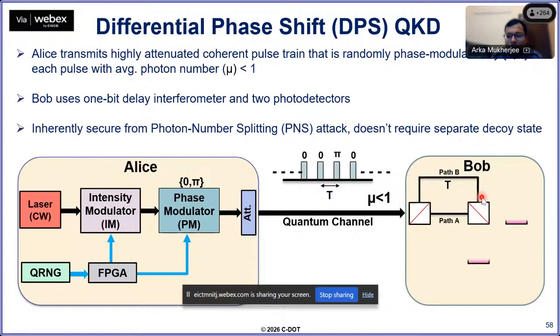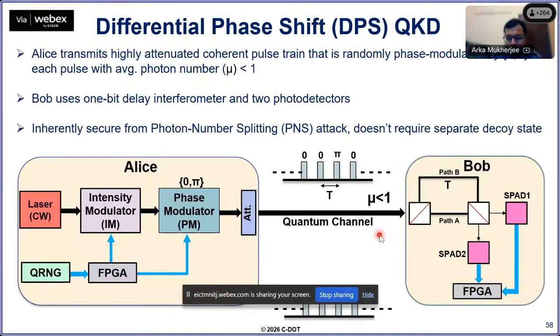In Bob, again we have a delay line interferometer. So this part is a delay line interferometer. There is a 1 bit delay. This is the time period T and this is the 1 bit delay. In the output of this, we are using two detectors, called detector 1 and detector 2. Now how this interference will happen, just follow these animations.